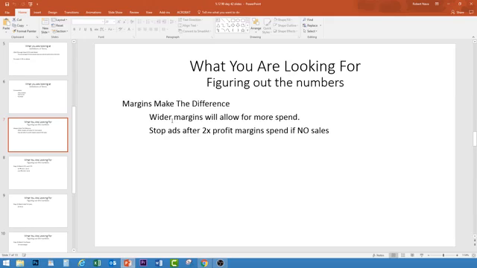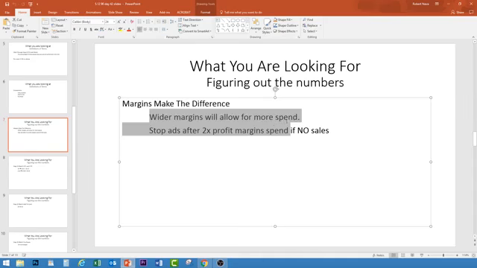Versus if you have a product that you're buying for $5 and selling for $10, you've got $5 margins. Now you're making $2, so you're making twice as much money, with the only difference being the price of the product, everything converting the same. The only difference is the price of the product, or your margins of the product, right? So the margins are really what matter. If you have wider margins, it'll allow you to spend more, right?